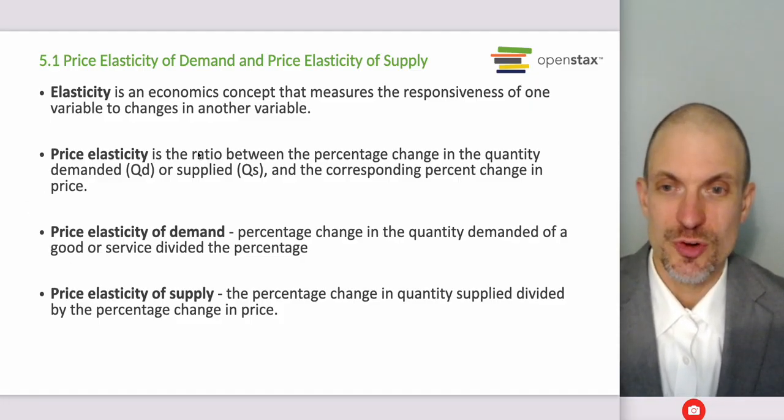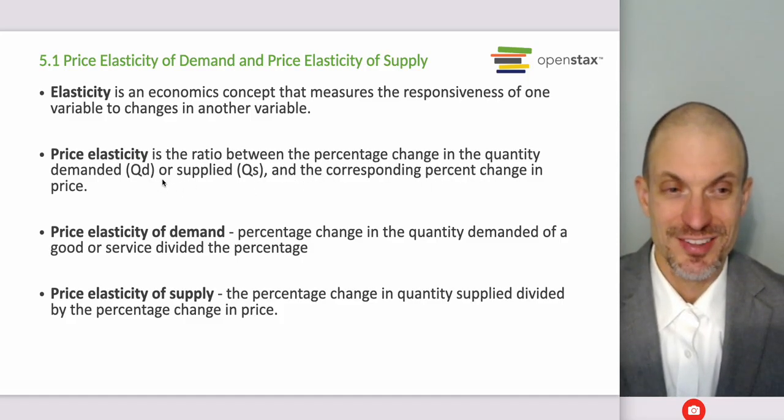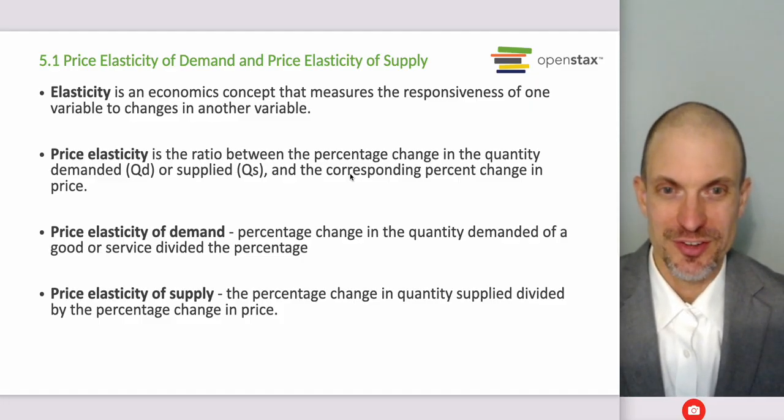Price elasticity is the ratio between the percentage change in quantity demanded or supplied and the corresponding percent change in price. This is the definition, and this is a mathematical definition. It literally gives us the formula: percentage change of quantity demanded divided by percentage change in price. This is a good definition to memorize, because if you can memorize that definition, then you know how the formula that you might need to memorize also works.